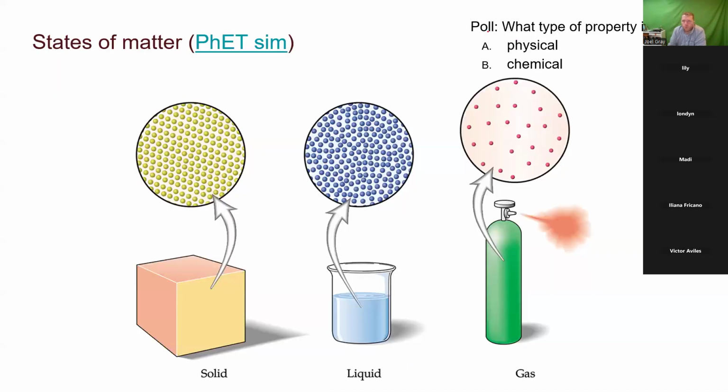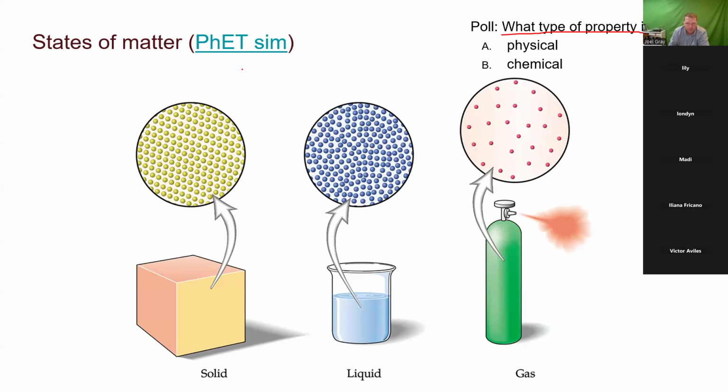Now, this question up here: what type of property is a state? Add your response to the chat. Is it a physical or a chemical property? It's a physical. Yeah, great job. So it's a physical property because bonds aren't being made or broken.